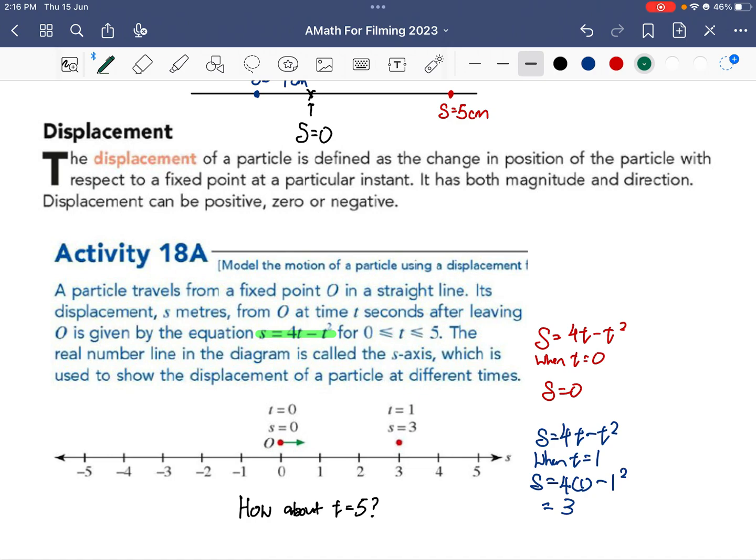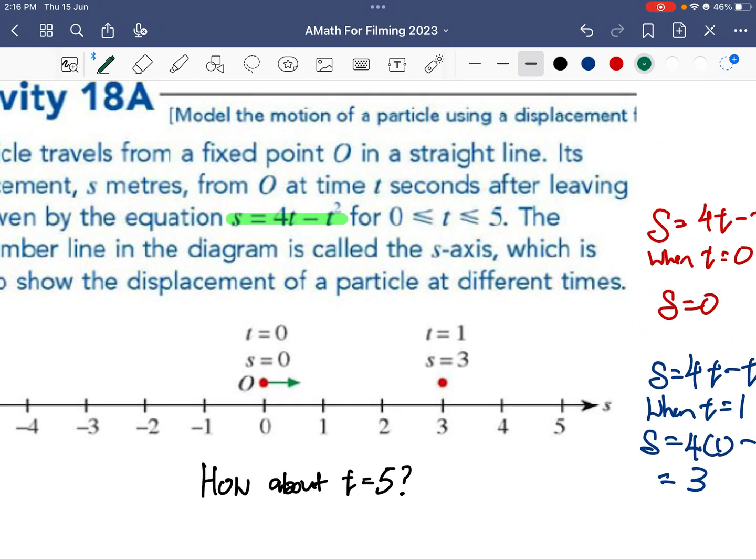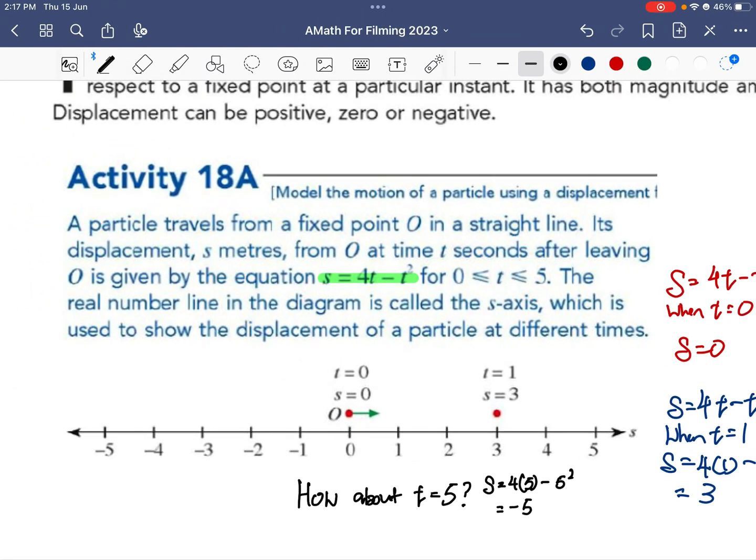What happens now if we have a case whereby t equals 5, as I wrote down here? So what I have is s equals 4 times 5 minus 5 squared. Notice the displacement is -5. Before I draw it out for you, can you place where the particle is at t equals 5? If you're able to tell me that the particle is here, that means at t equals 5, the displacement itself is -5. So that's where the object is at different points in time.